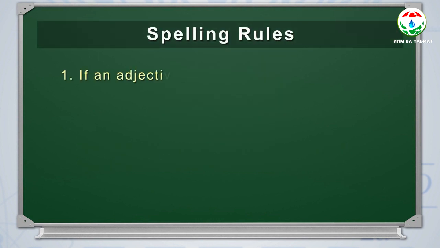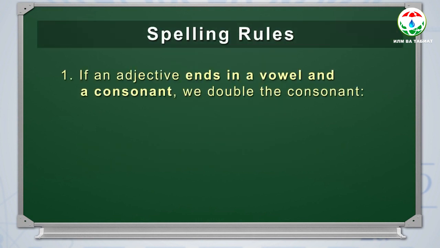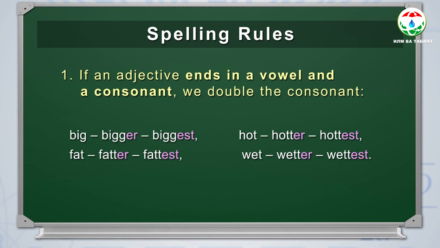Spelling rules: If an adjective ends in a vowel and a consonant, we double the consonant. Example: big, bigger, biggest; fat, fatter, fattest; hot, hotter, hottest; wet, wetter, wettest.